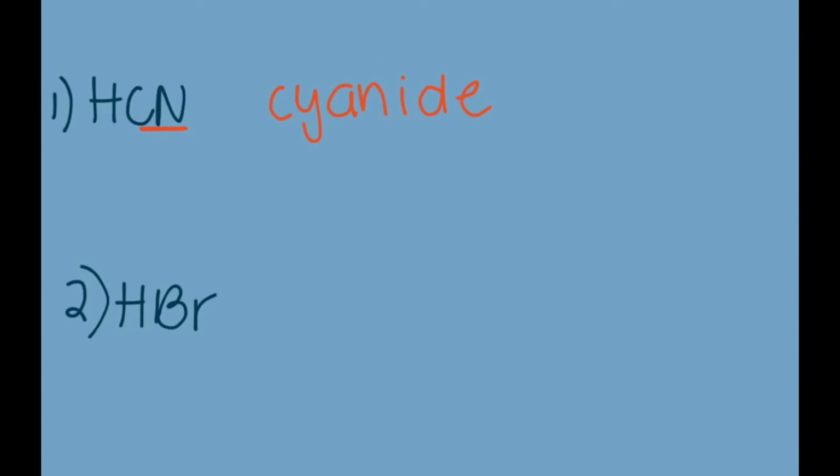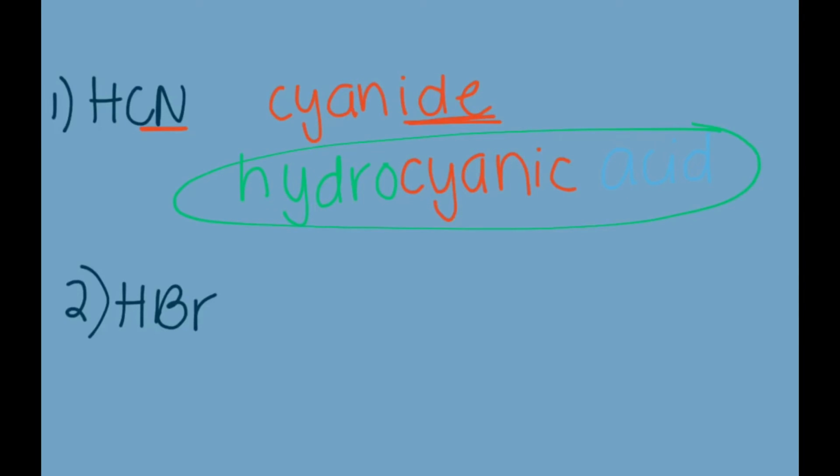So in order to name this non-oxygen containing acid, like we said, we have to add the prefix of hydro, then the name, cyan here, change its ending to IC, hydrocyanic, and then add the word acid at the end, making this its full name.